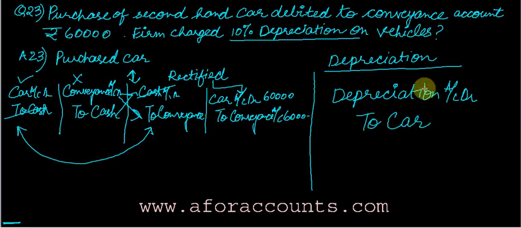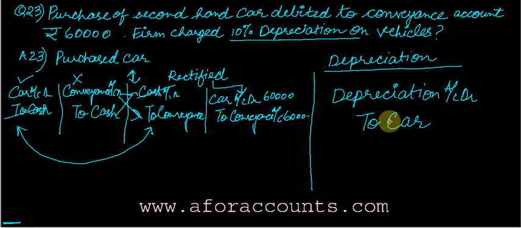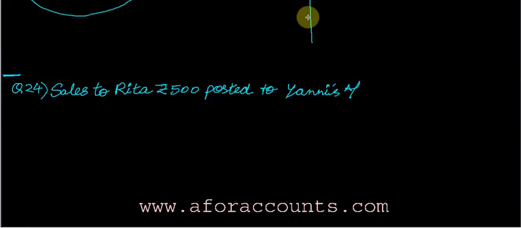This is what we do for a depreciation entry. Depreciation is my expense, so I will debit the expense, and car I will credit because the value of the asset is getting decreased. Assets have a debit balance, but I want to decrease the value, so I put it on the credit side. 10% of 60,000 is 6,000. So this is the question that we have solved. Now the next question.